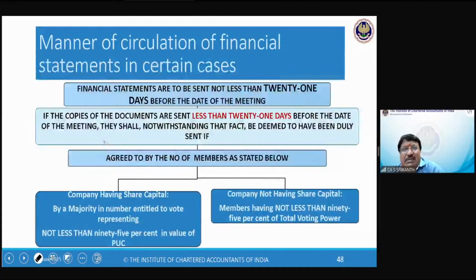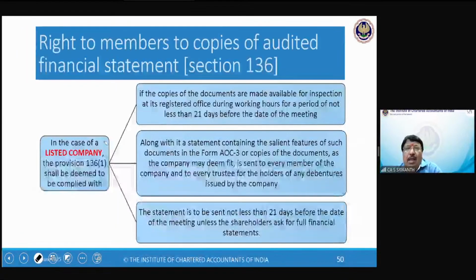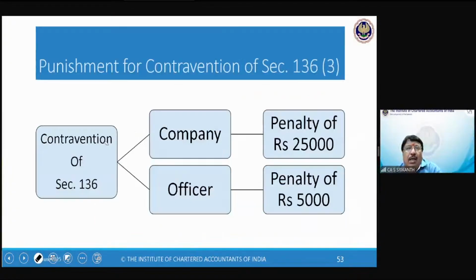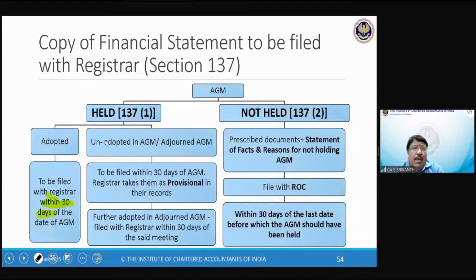137. Filing of annual return. Sir, 137 is about financial statement, sir. It's not about filing annual. 94 is filing annual report, in my knowledge. 137, this is the summary.